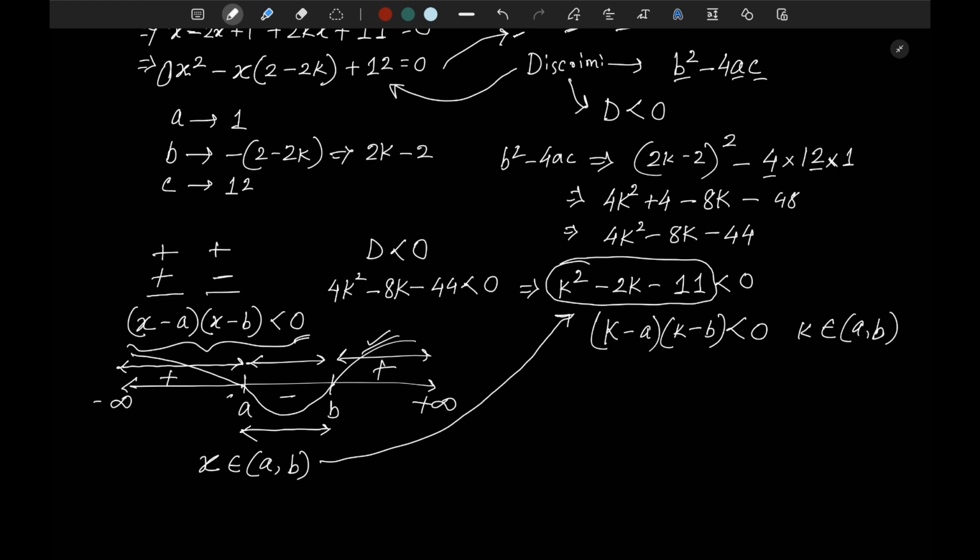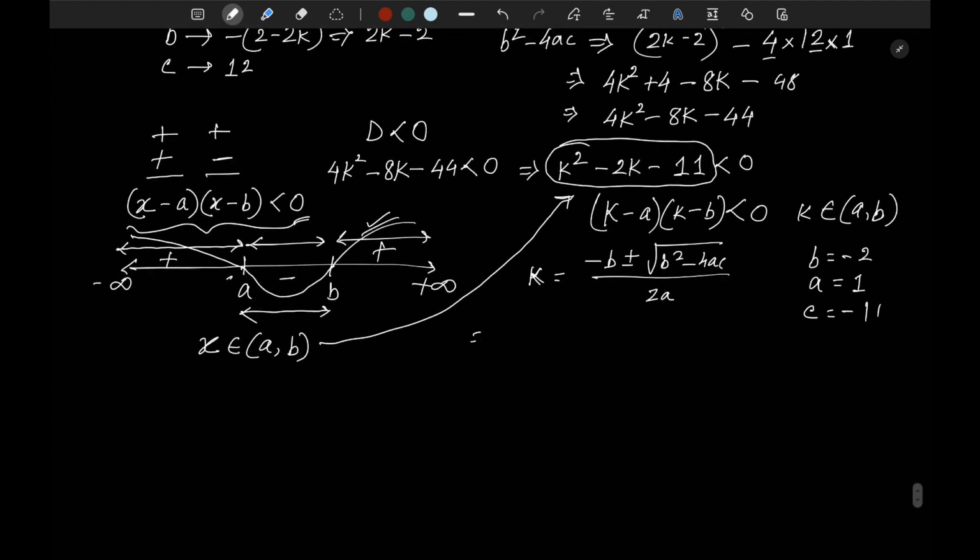So to do this, we have to find the roots, or the values of k. From our formula we know that k will be minus b plus minus root of b square minus 4ac, by 2a. Your b is minus 2, your a is 1 here, and your c is minus 11.